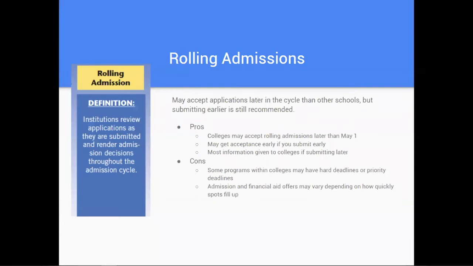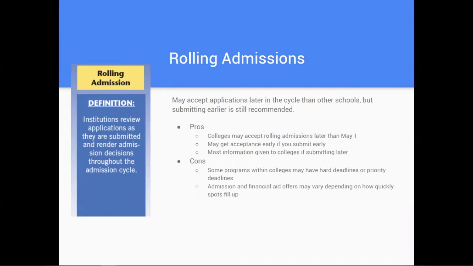All right, another option that is non-binding or non-restrictive is rolling admission. What this means is that institutions review applications as they are submitted and render admissions decisions throughout the admissions cycle. So unlike regular decision, a lot of rolling admission colleges don't have a hard deadline. They may accept applications earlier and later in the cycle than other schools. However, submitting earlier is still recommended just so that you're assured of a spot. And sometimes if you submit early, there's also priority for financial aid and certain programs that might be more popular.